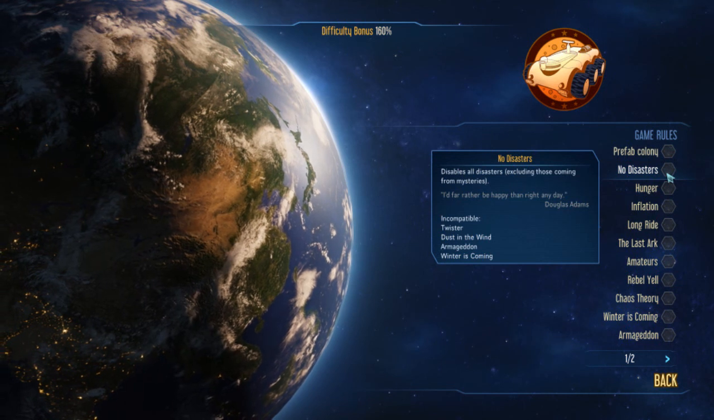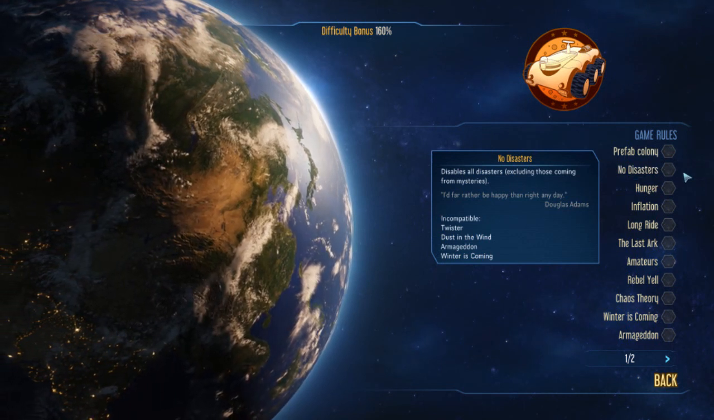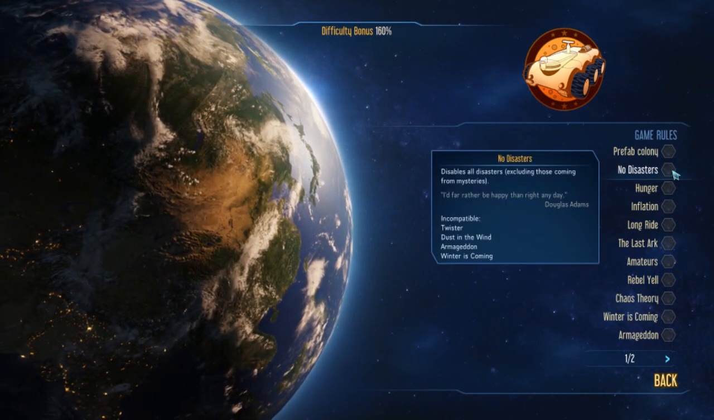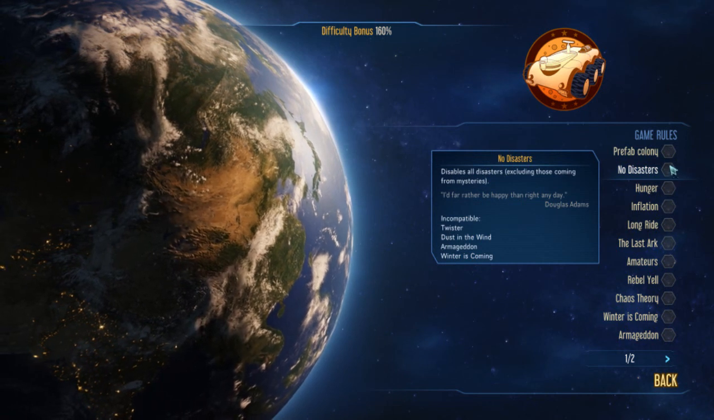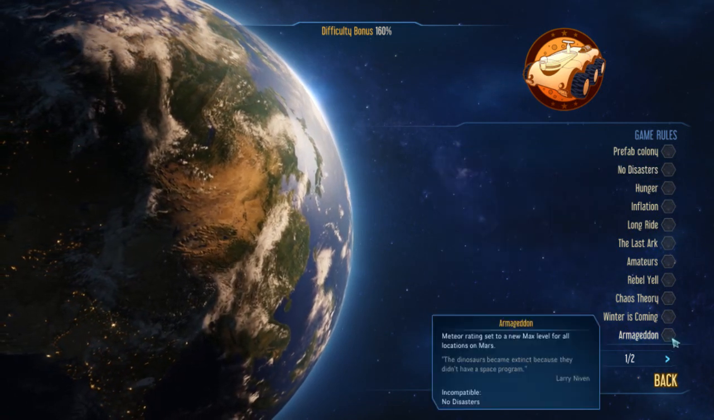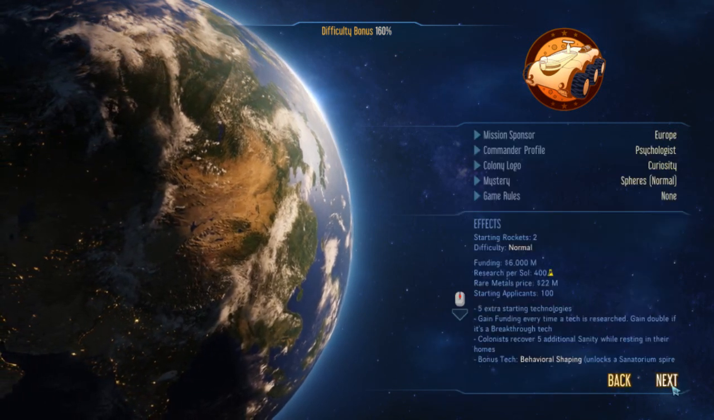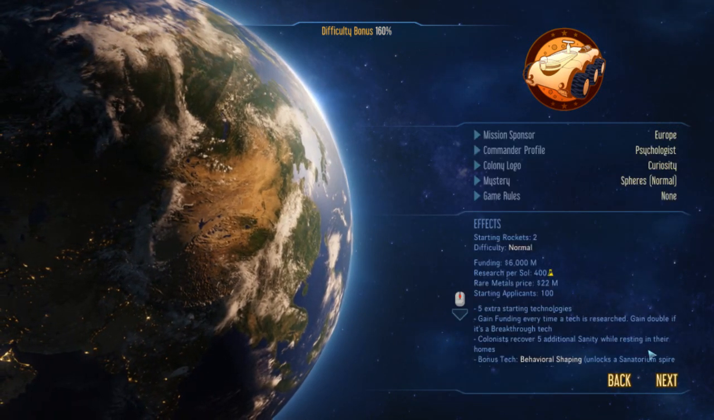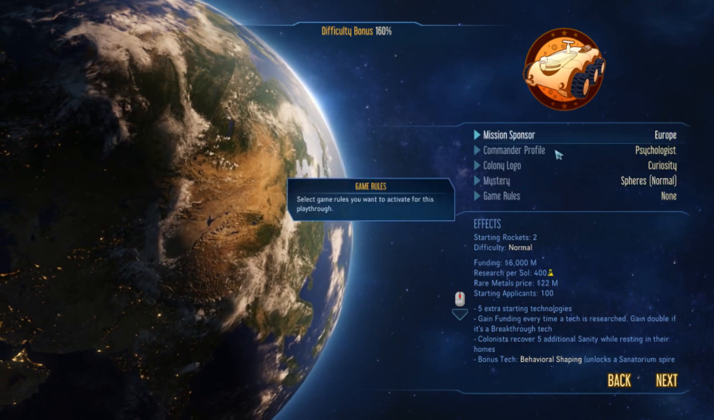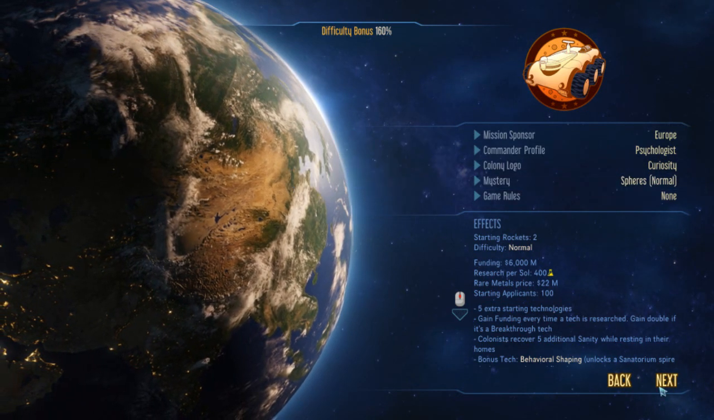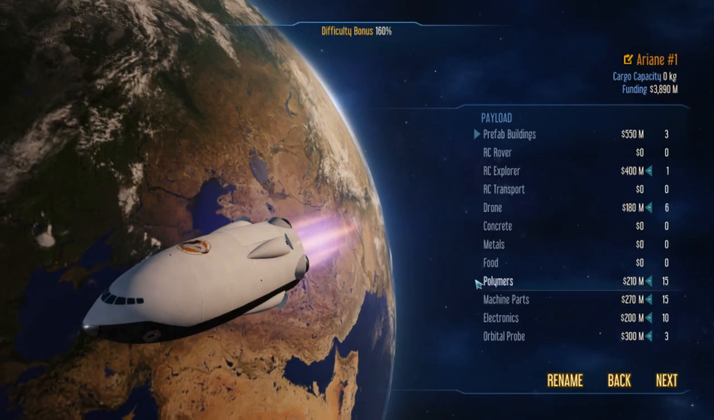Generally speaking, I don't think you need to have the No Disasters game rule on there. Honestly speaking, the disasters in this game are not too bad, and honestly as well, the meteorite showers are beneficial for you because they'll be able to generate science for you. Alright, so that's the general setup there and everything about it.